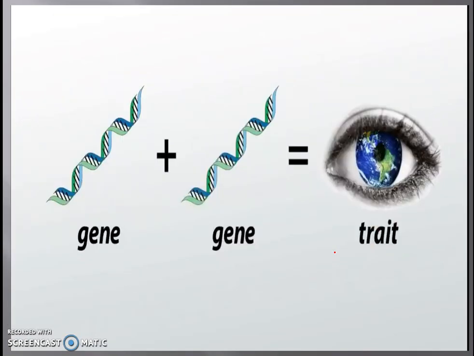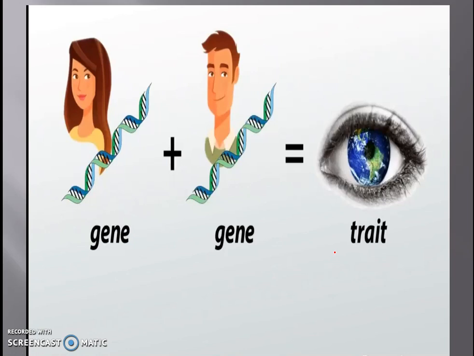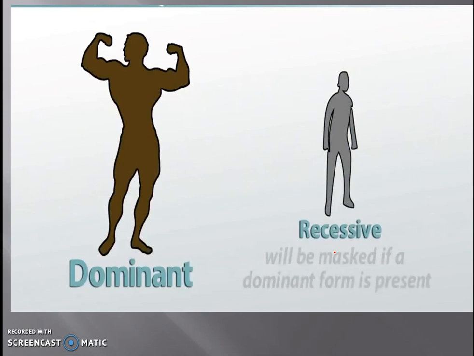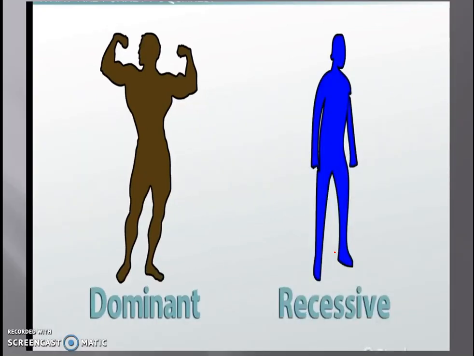As you know, when traits are expressed by an organism, they result from two copies of genes. One copy is coming from your mother and one from your father. Genes can be of two types: one is dominant and the other is recessive. If the recessive is present, it will be masked by the dominant gene, and the dominant is always going to be the boss, which decides what trait the offspring are going to have. The dominant is represented by capital letters.